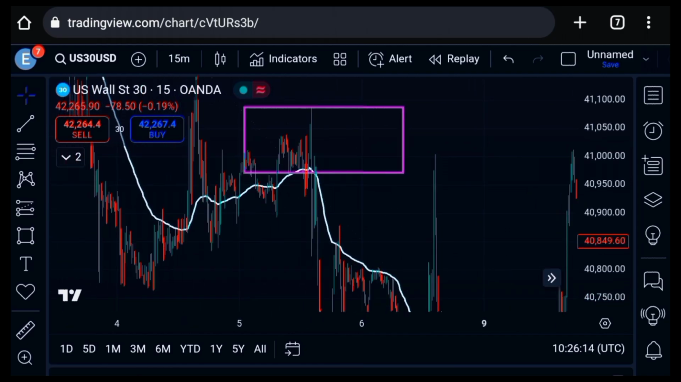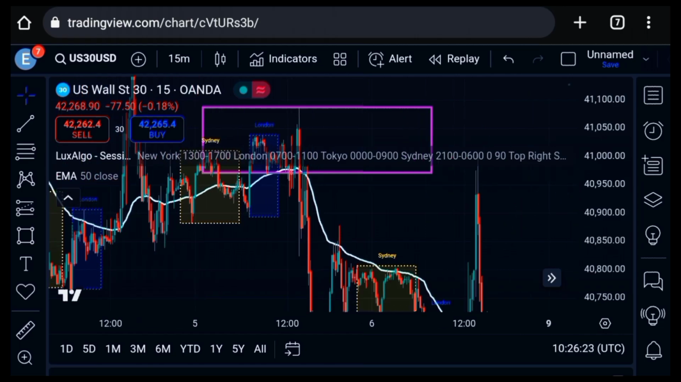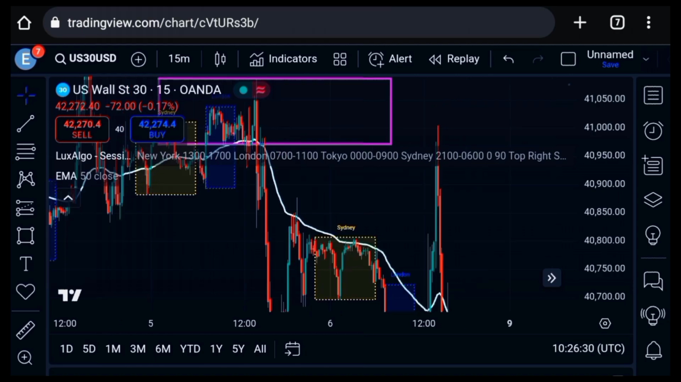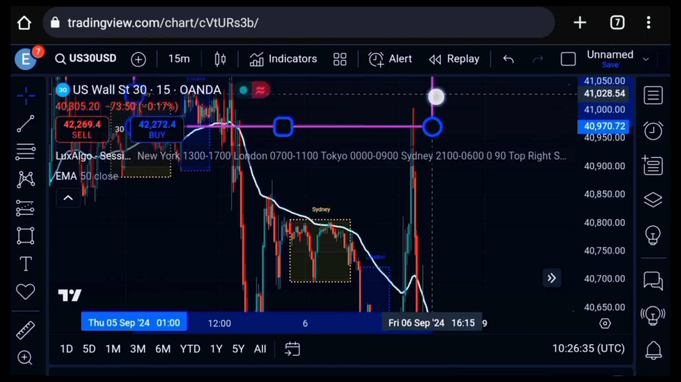Then this is time for us to add our Asia range indicator. Then we add it up. The reason why we add this up is for us to know our liquidity, which I say liquidity. So here was the zone we marked on our H4.